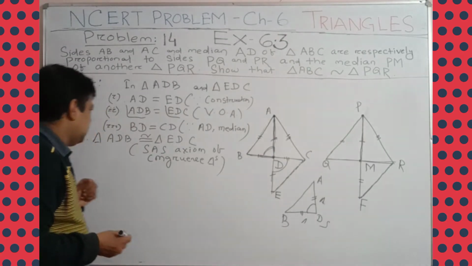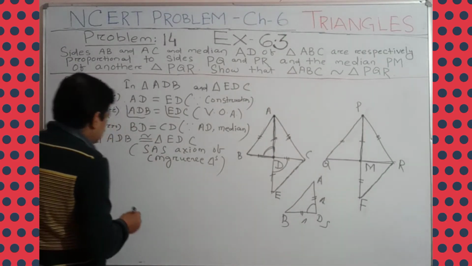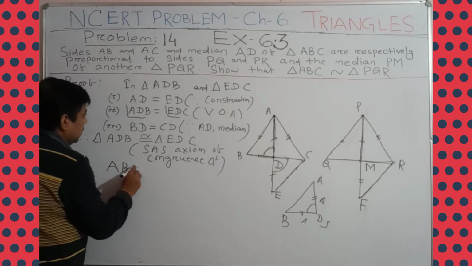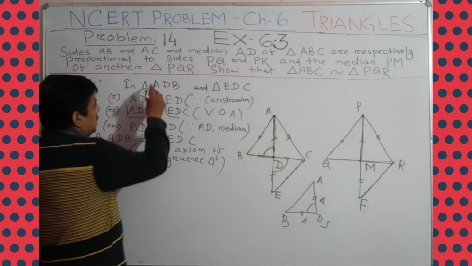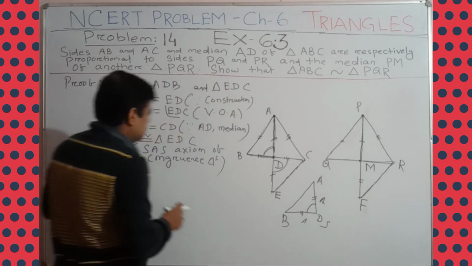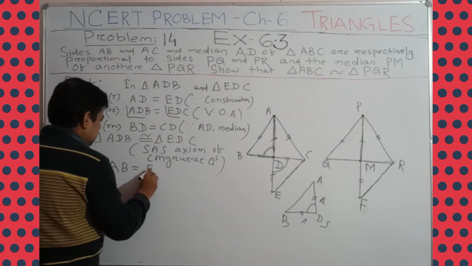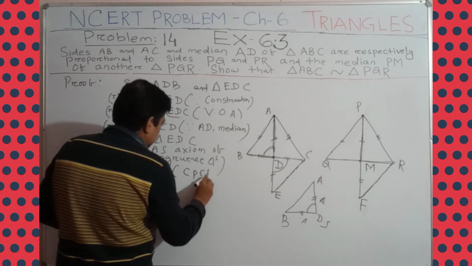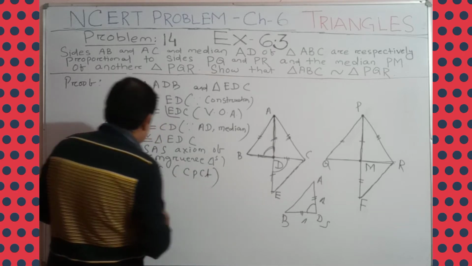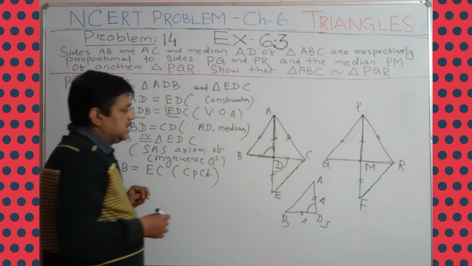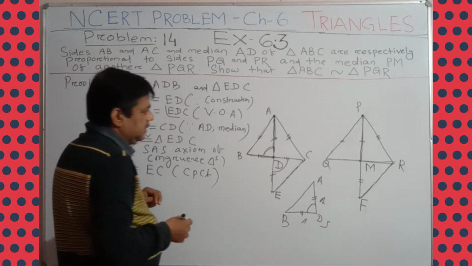Similarly, what is the corresponding side of AB? AB corresponds to EC. Yes or no? AB is equal to EC. This is by CPCT, corresponding parts of congruent triangles. Understand or not? So AB side is equal to EC side. Right? Is it clear?